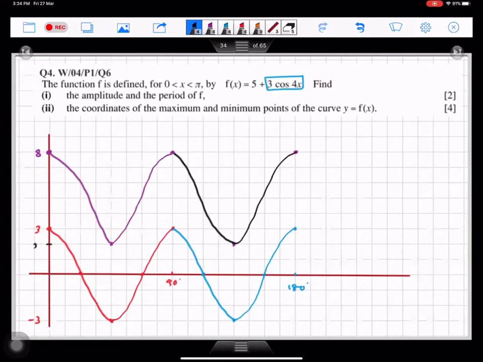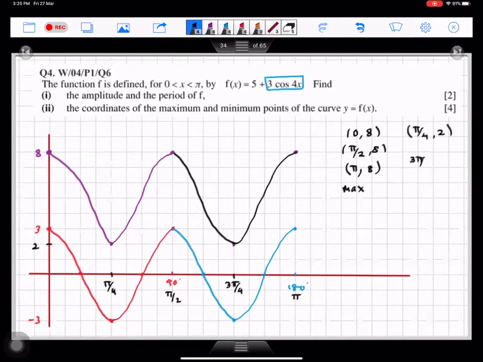You can see that the minimum value is 2 and the maximum value is 8. Now, what are the coordinates of the maximum and the minimum points on the curve? So 0, 8 is 1 maximum. 90 is pi by 2 and 180 is pi. So pi by 2, 8 is the other point, and pi, 8 is the third point. These are all the maximum. What about the minimum? The minimum is at 45, that's pi by 4, and at 3 pi by 4. So 45, 2 is one point, and 3 pi by 4, 2 is the other point. These are the coordinates of the minimum.